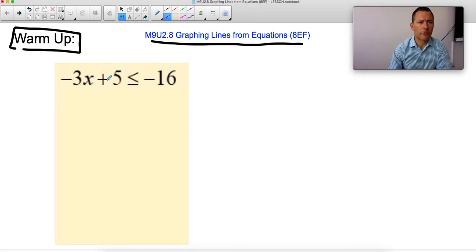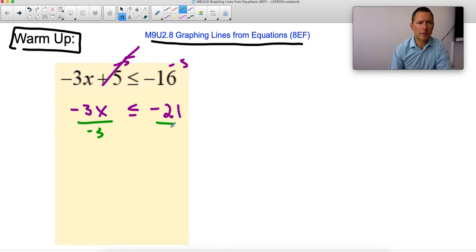Alright, so if we're trying to solve for x, it's just like solving an equation. Let's undo all the steps. So let's subtract 5, those cancel out. This ends up being negative 21 and negative 3x, and we don't have to change the sign or anything because we're subtracting, but let's keep going with it. Let's divide by negative 3, divide by negative 3.